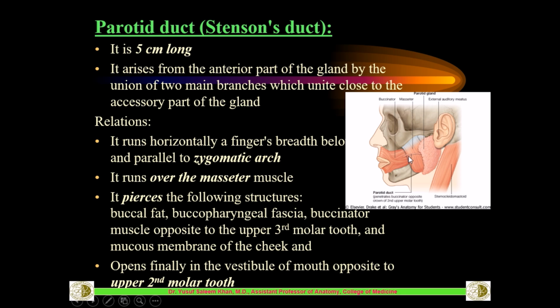This is almost 5 centimeters long. It arises from the anterior part of the gland. So you can see here, from the anterior part of the gland, by the union of two smaller branches which unite close to the accessory part of the gland. So it will have two main branches which are joined together to form the main parotid duct.